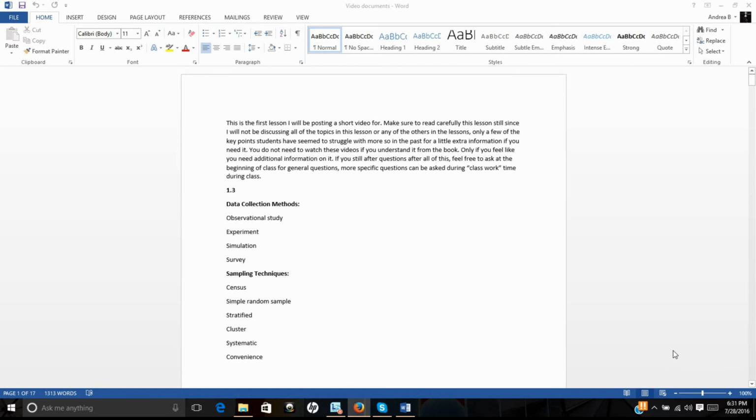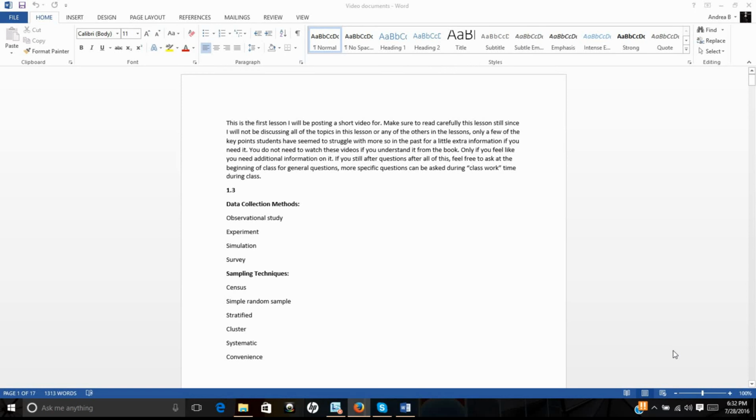And then we also have sampling techniques. So this is how you're going about getting your samples. The first case here is a census, which really is collecting the information from the entire population. Which of course a census would be costly and time consuming trying to get information from every single person. So most of the time you're working with a smaller sample.